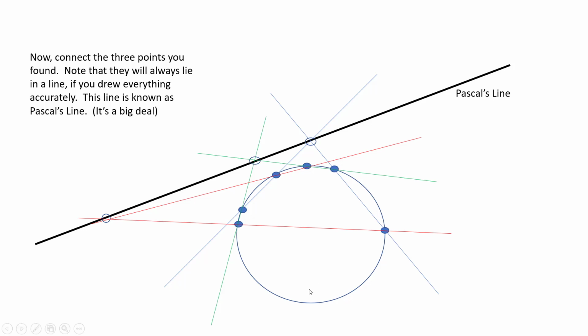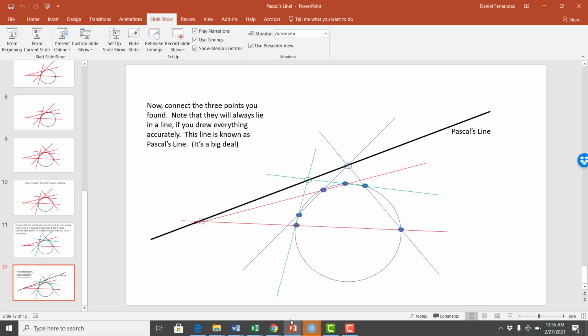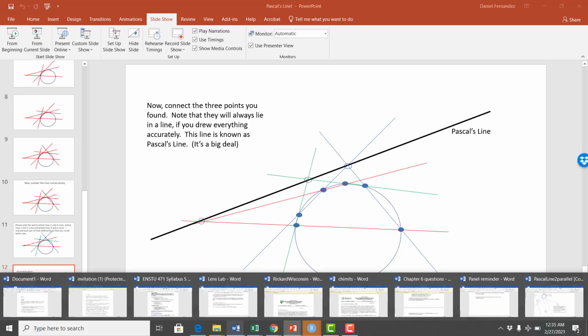Now you might also argue, wait a second, what if a couple of these lines were parallel? And I will show you that, because you might say, well, then they won't connect, and you won't get a Pascal's line. And that's not true. You still will. I'm going to show you that on a different one that I created.